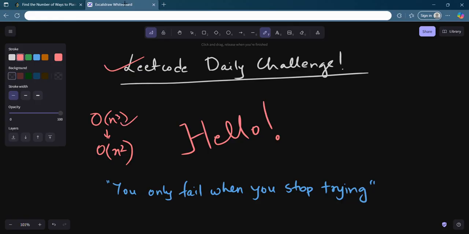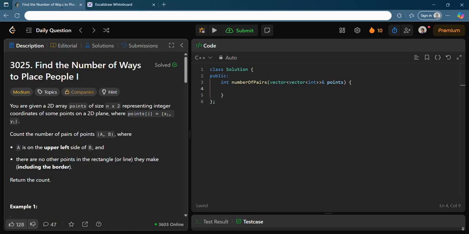Both O of n cube and n square will work here, but in the hard problem, in the second version of the problem, n is 1000. So you definitely need to solve in O of n square. O of n cube will not work. So let's see the question at first.